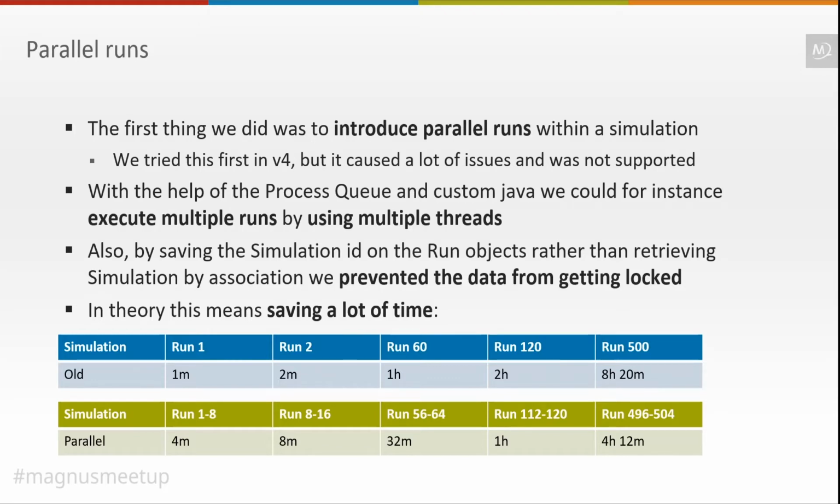Also, a thing that was very handy was to save our IDs on the sub-entities, because if you try to retrieve by association when running in parallel, you can get data locks. In theory, this means you run your simulation in way less time than you did before.